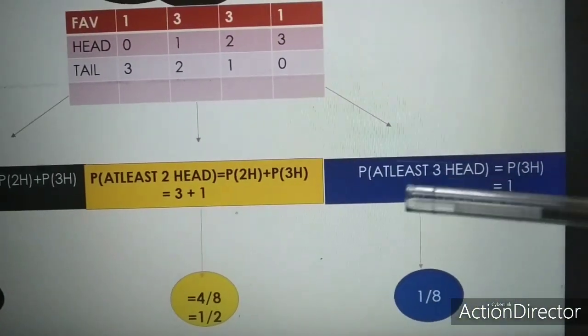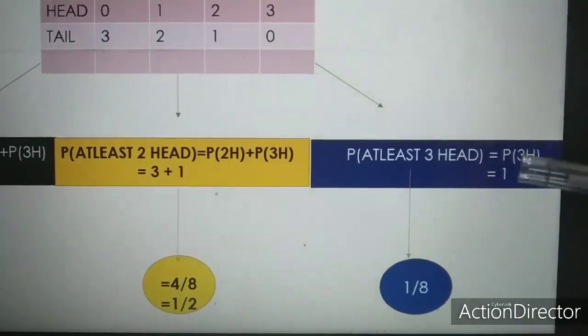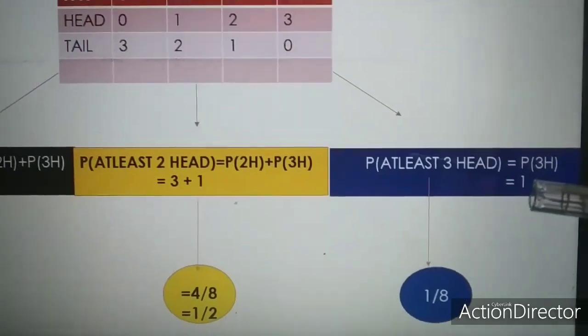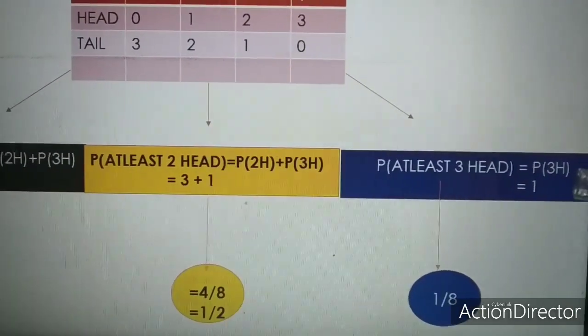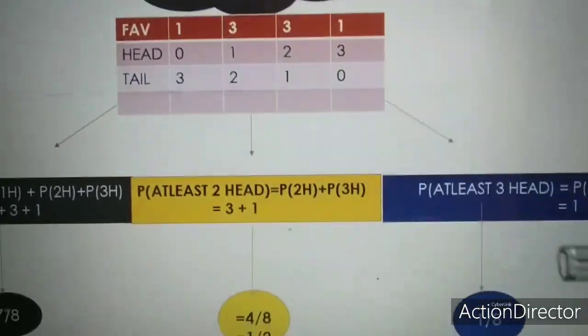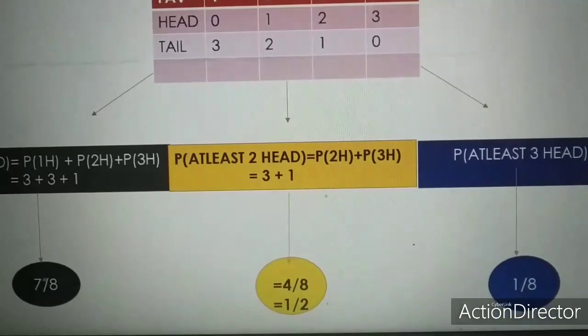Now coming to at least 3 heads. At least 3 heads means probability of only 3 heads. There are no heads more than 3. So my answer will be the probability of 3 heads. What is the outcome of 3 heads over here? Favorable outcome 1. So my answer will be 1 upon 8.